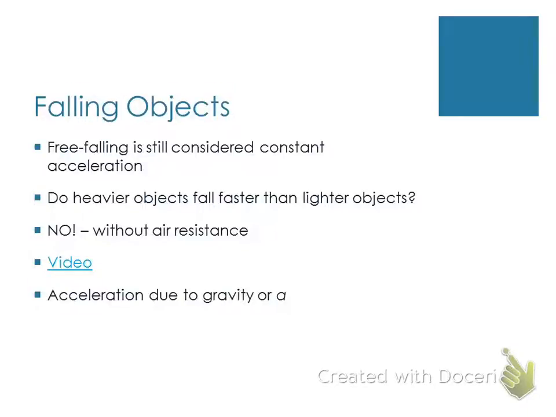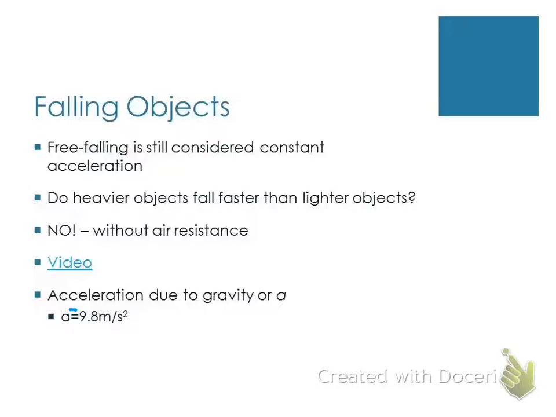So we still consider gravity a form of acceleration. You might see it as the little a for acceleration, or you might see it as a little g. But essentially, this acceleration is equal to 9.8 meters per second squared. And what direction is this acceleration always going to be going? Downward. So you should really include negative 9.8 meters per second squared.